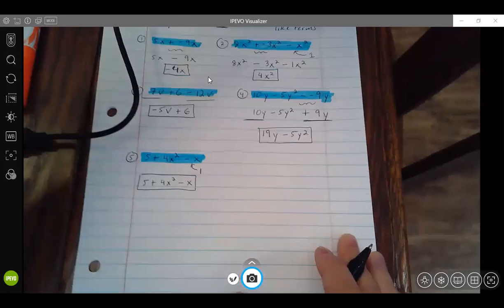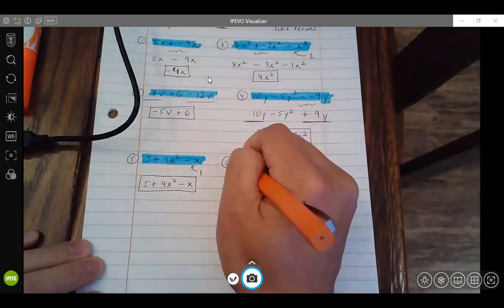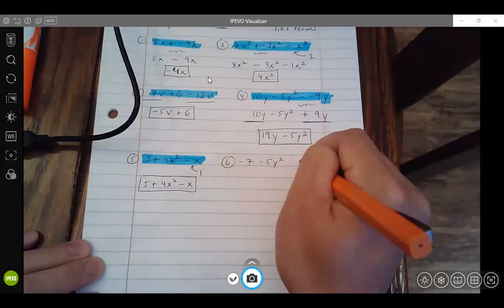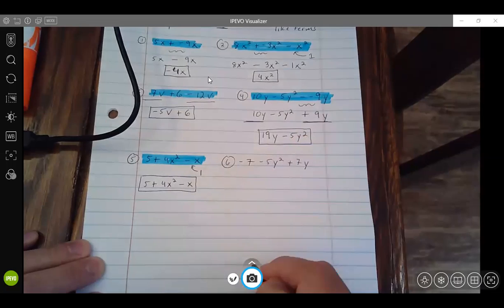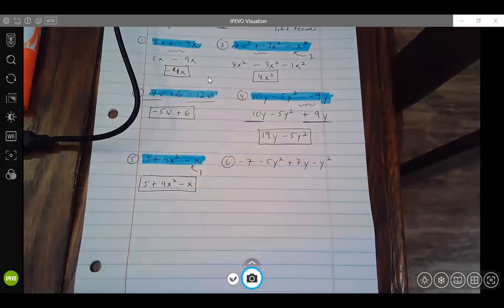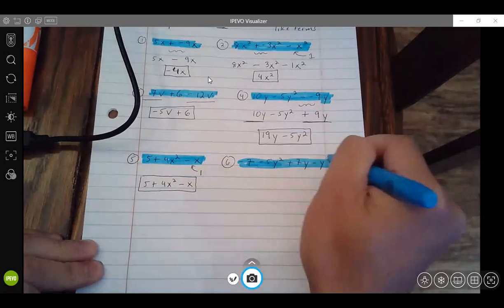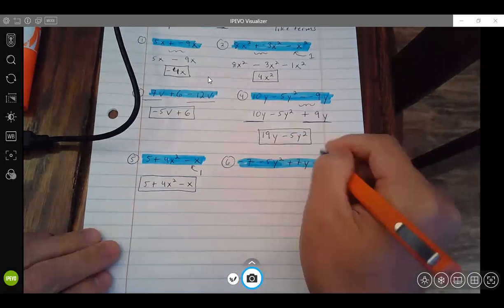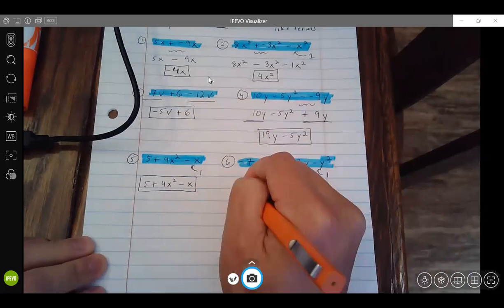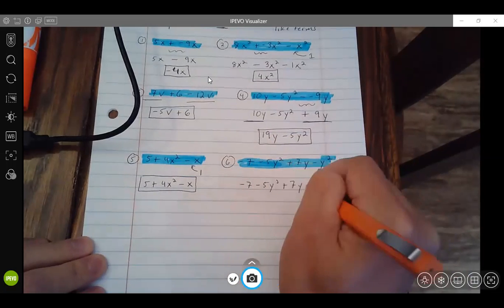All right, number 6. You have negative 7 minus 5y squared plus 7y minus y squared. Just keep in mind in front of this y squared, there is a 1. So I'm going to go ahead and write it over: negative 7 minus 5y squared plus 7y minus 1y squared.